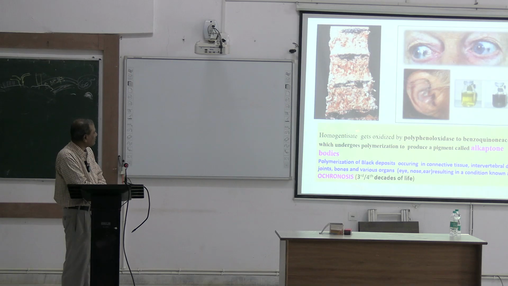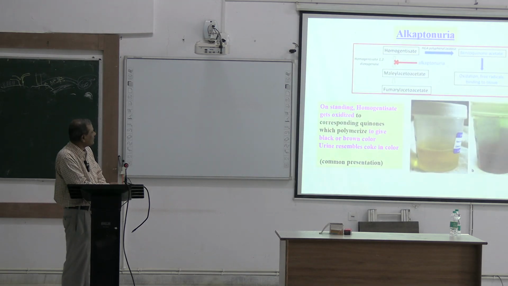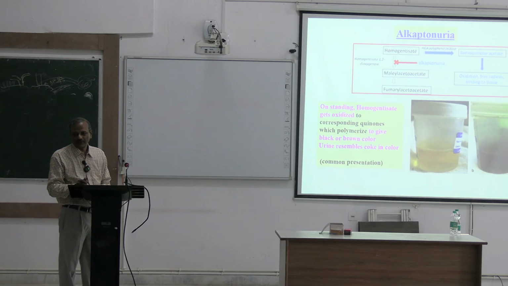Polymerization of this homogentisate will cause alkapton bodies, and these will be deposited in the eyes, nose, ear, and the intervertebral disc spaces. So you see there will be a block here, homogentisate 1,2-dioxygenase, and you will get a urine color change. On standing, it will be oxidized to give a black color, which is a common presentation. Now normally we pass urine and don't bother about the color after some time. That is the usual habit.